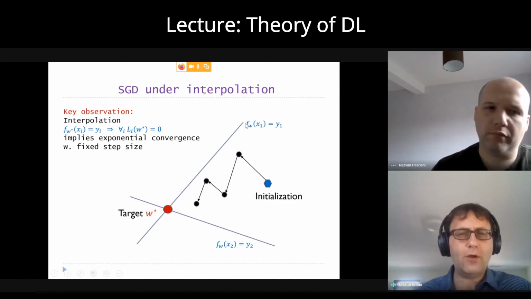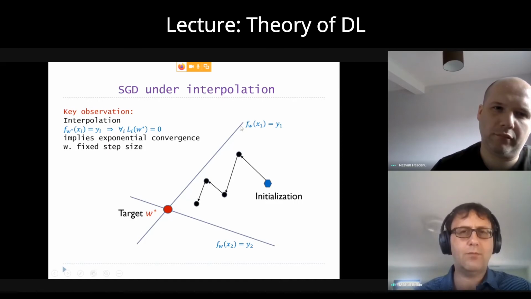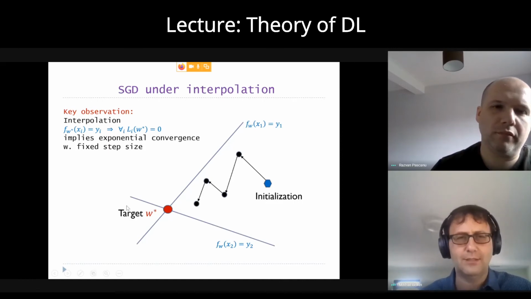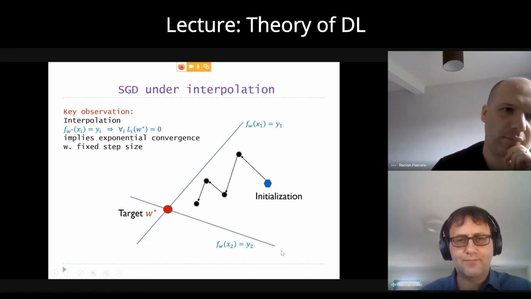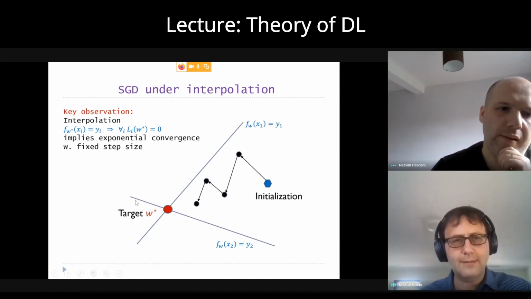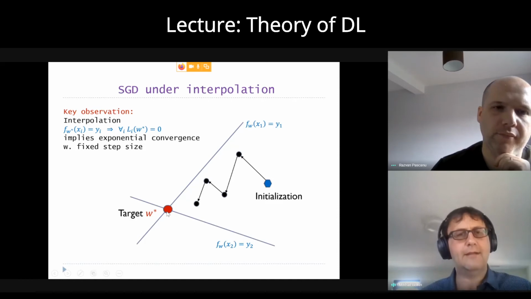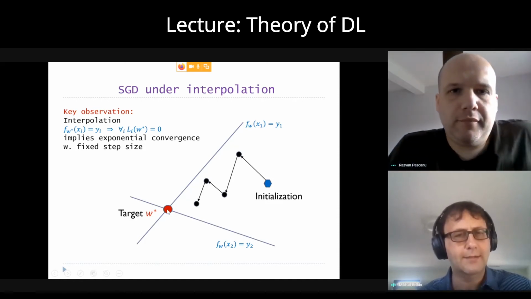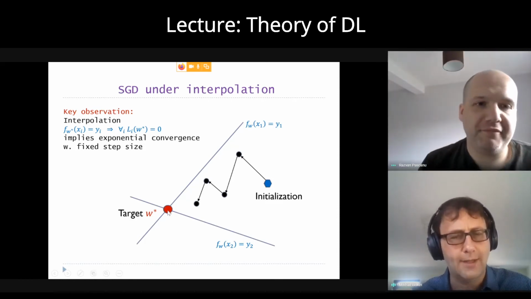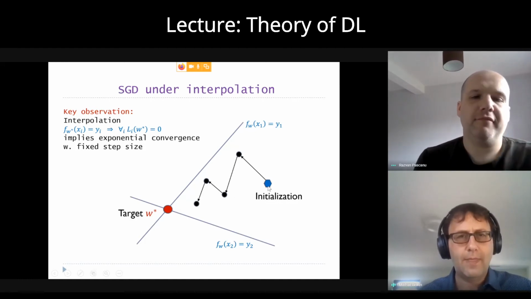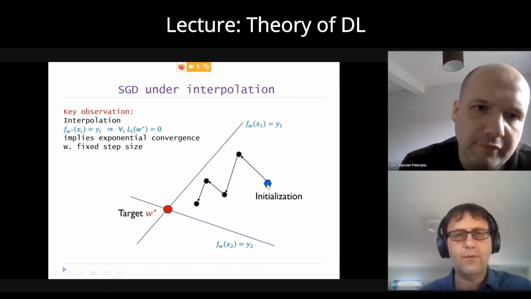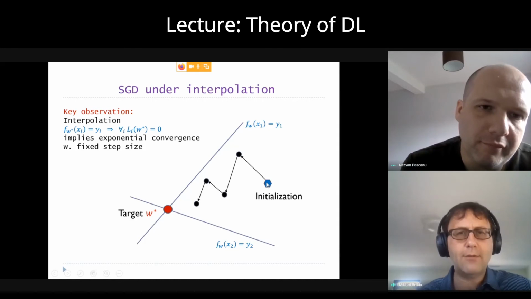Now, when the first constraint is satisfied, when I fit the first point exactly, it is this line. It doesn't have to be a line, it can be non-linear, but it's simple to see it that way. And the second constraint is that line, and the target, the interpolated classifier, is where those constraints intersect, this red dot. So now you can see, if you do stochastic gradient descent, what does it do?